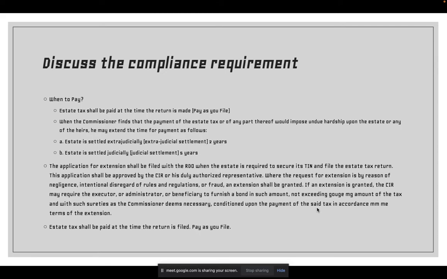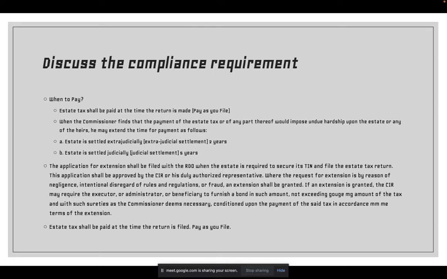When to pay, of course, estate tax shall be paid at the time the return is made. Okay, pay as you file. When the Commissioner finds that the payment of the estate tax or any part thereof would impose undue hardship upon the estate or any of the heirs, he may extend the time for payment as follows. So, pwede po ang settlement: if the estate is settled extrajudicially, 2 years. If the estate is settled judicially, 5 years. Wala pong 30 years. Okay?